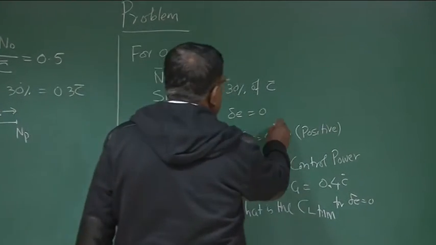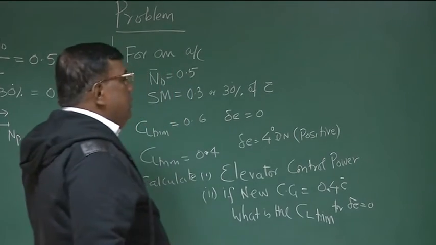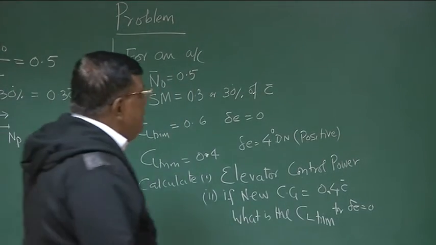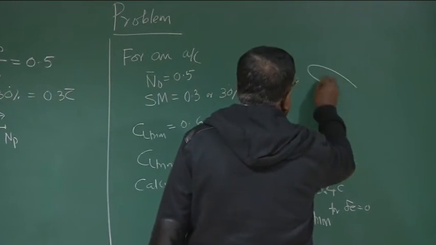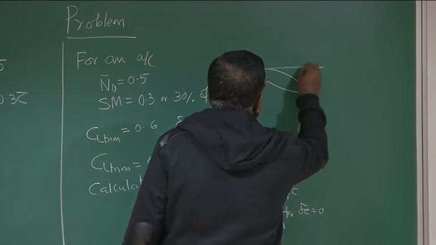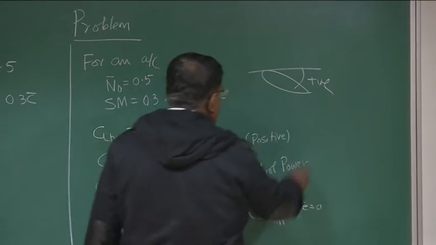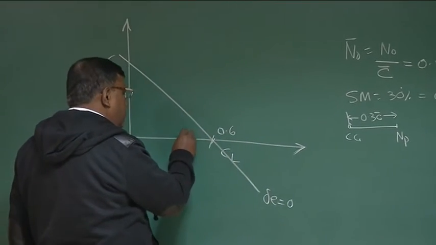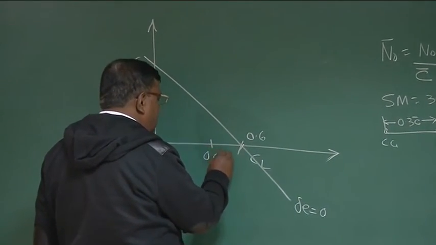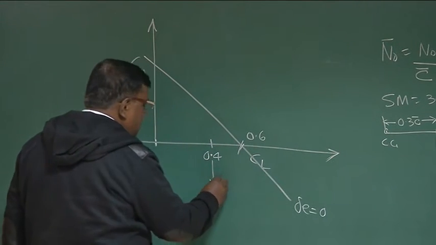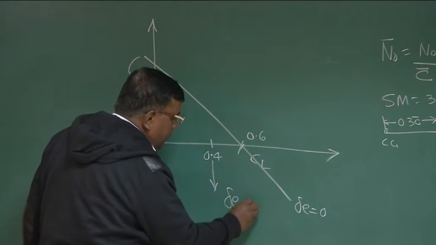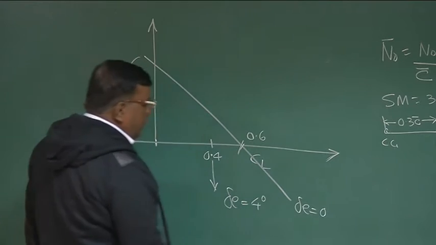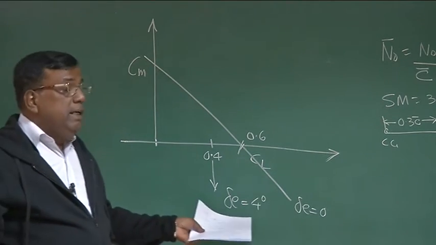This is 4 degree downward. And as per the convention, elevator deflection down is positive. So this is delta E. Delta E for CL 4.4: when it's trimming, it required a delta E equal to 4 degree, or 4 degree down.